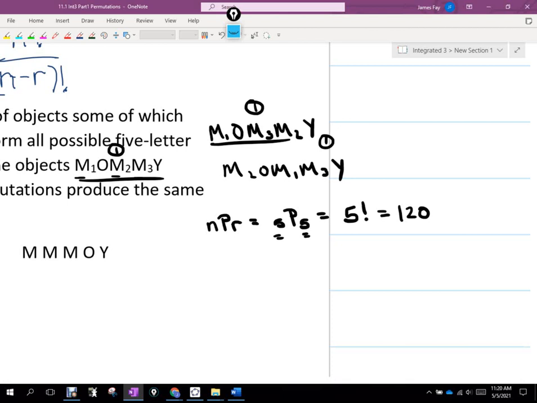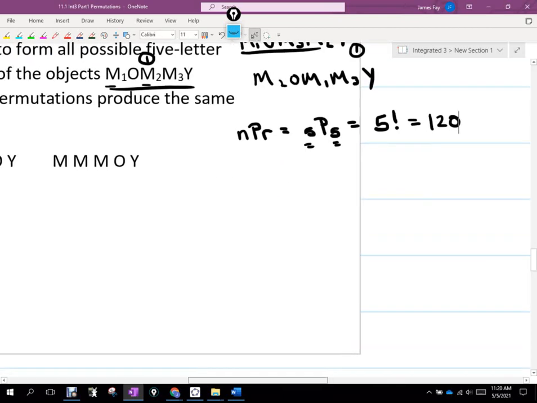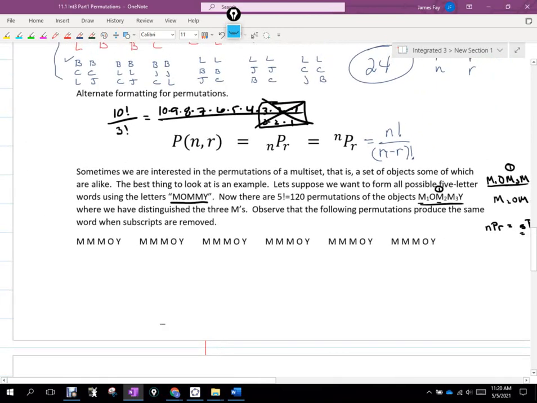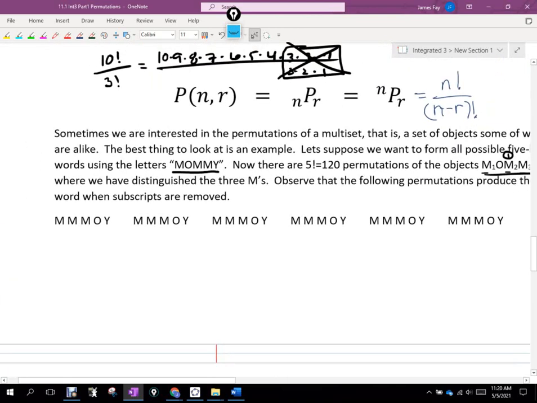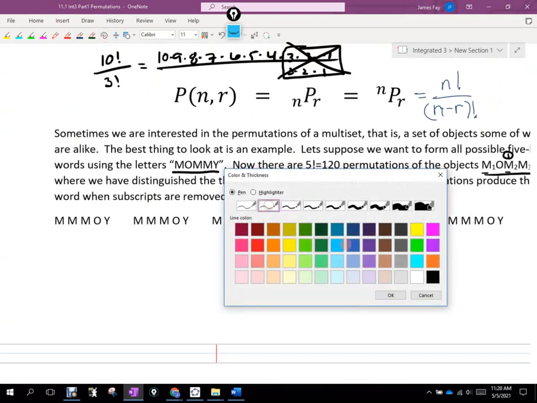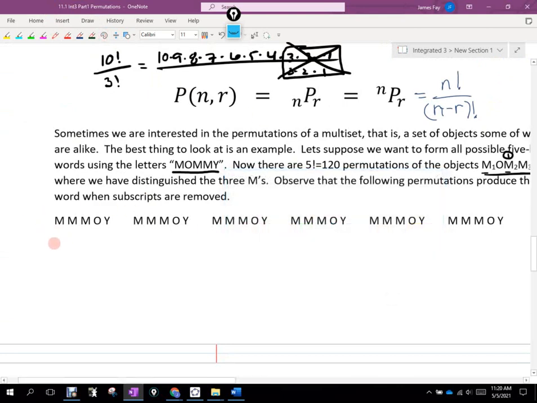Now, I've got a list already written down here, but let's write another one. Okay, so let's just spell mommy out. So mommy, I'm going to spell that out 6 times.